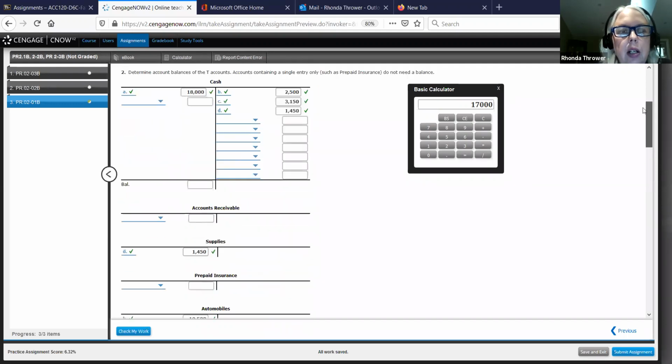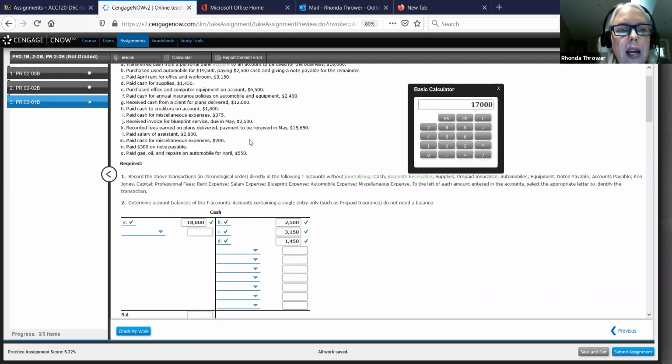In transaction F, it says that we paid cash. Big hint there, paid cash means cash is going down. To make cash go down, we're going to put it on the right side because assets decrease on the credit side.